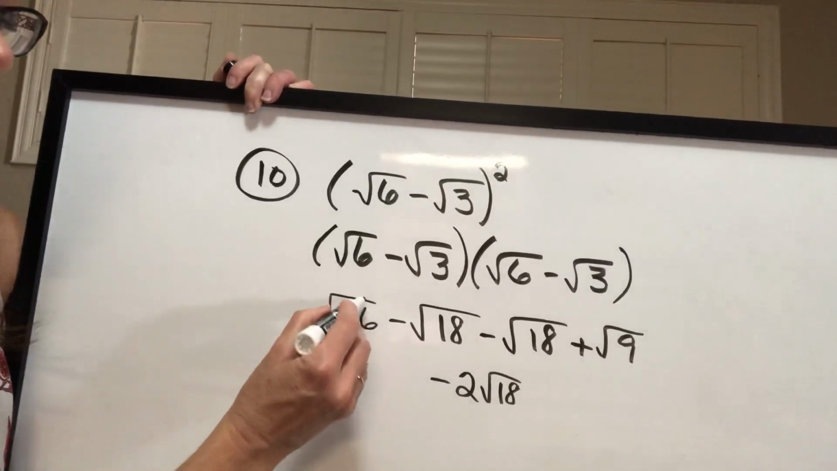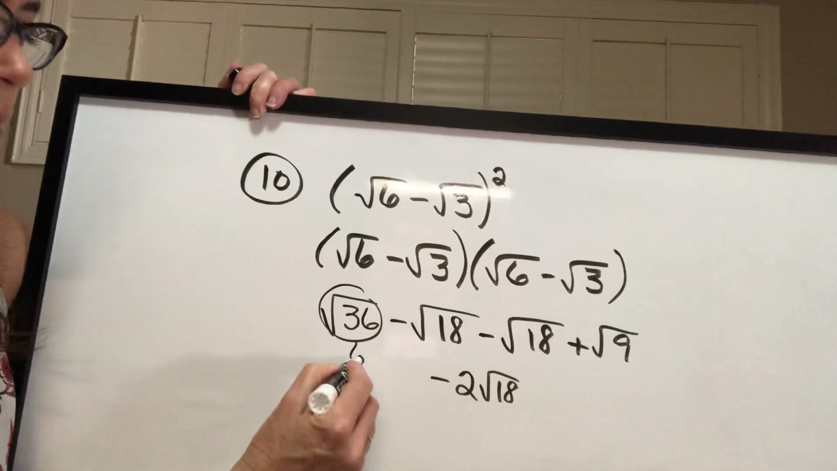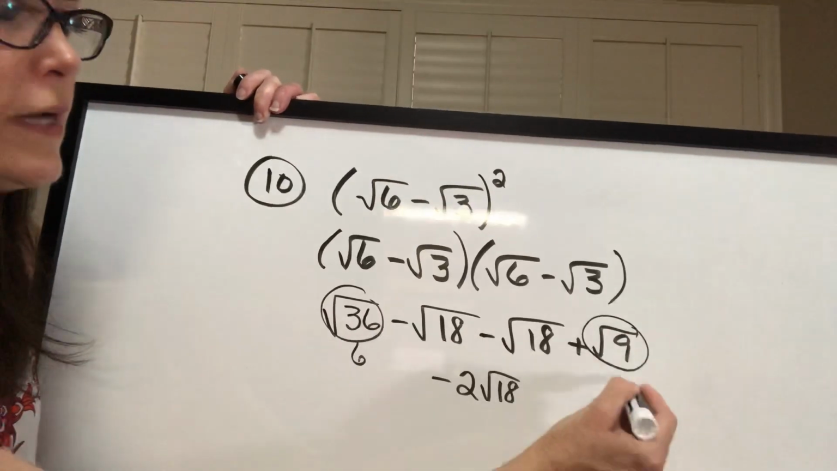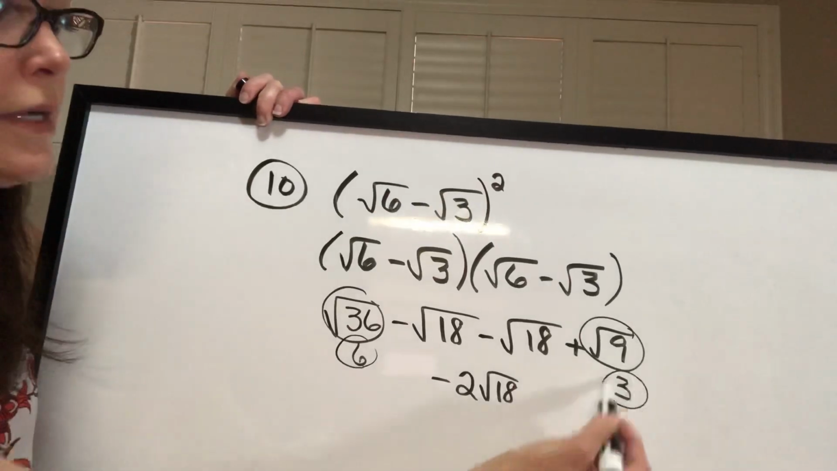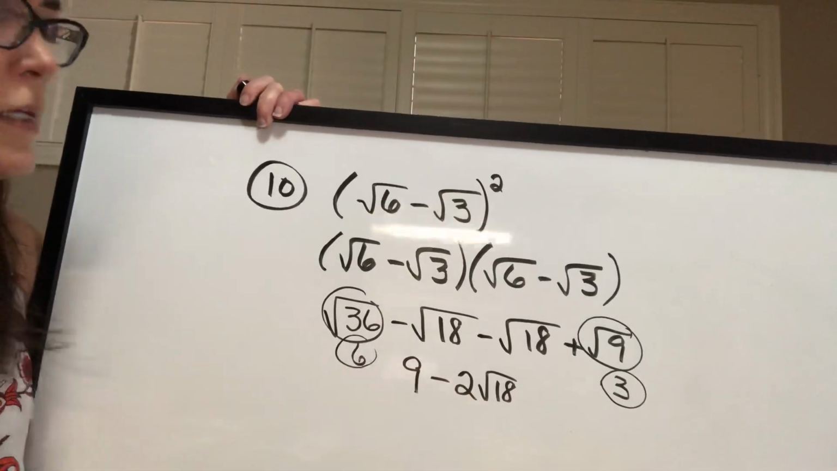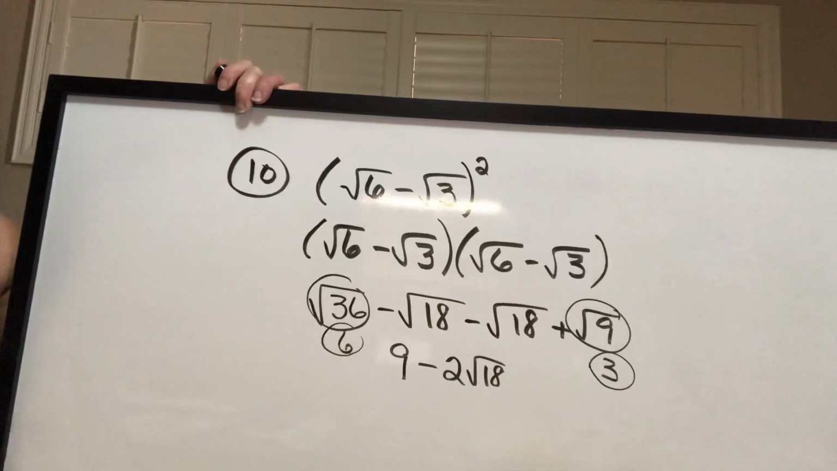Then at the beginning, we have the square root of 36, that would be 6. And then the square root of 9 would be 3. So you have the 6 at the beginning and the 3 at the end. 6 plus 3 is 9. So you've got 9 minus 2 square root of 18.